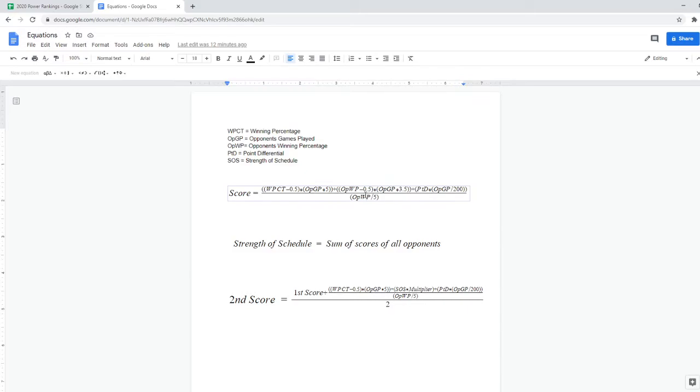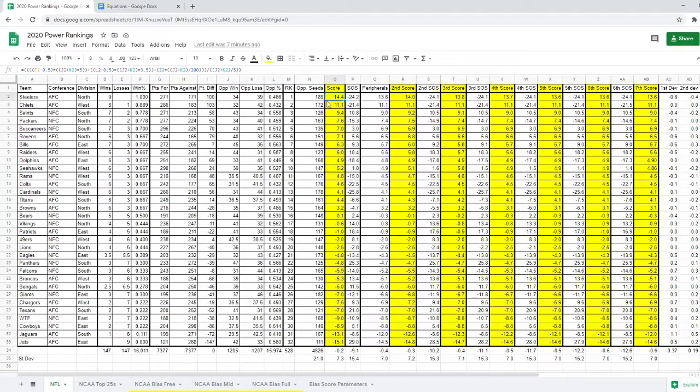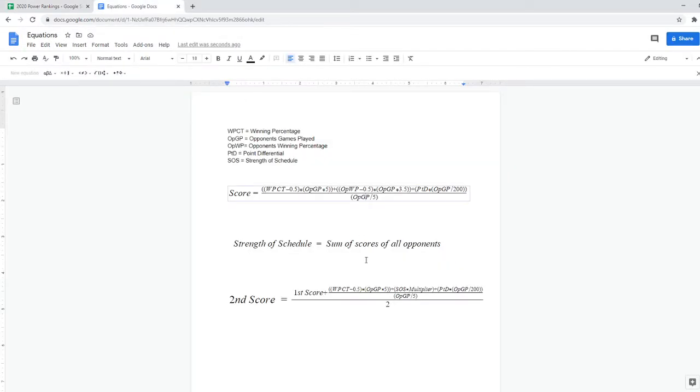Oh, I have this wrong here. That's opponent's games played. That's not opponent's winning percentage. That's opponent's games played. Sorry. These are opponent's games played, not opponent's winning percentage. But the same thing still stands here: we're multiplying this by opponent's games played divided by 200, and what this usually comes out to is a factor of about improving your score by 1 or dropping your score by 1 and not much more, which is basically how much we want this to affect it.